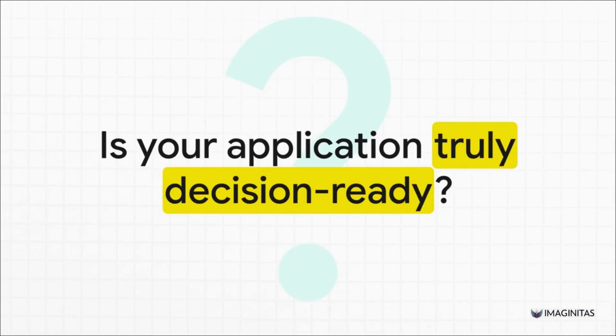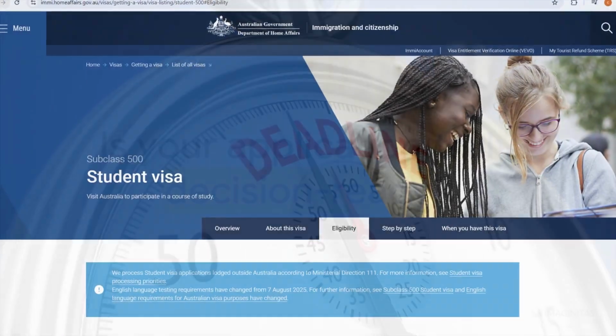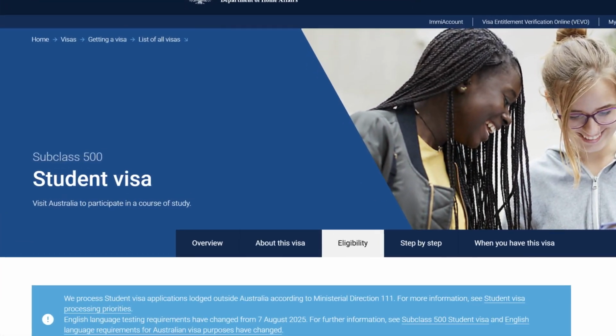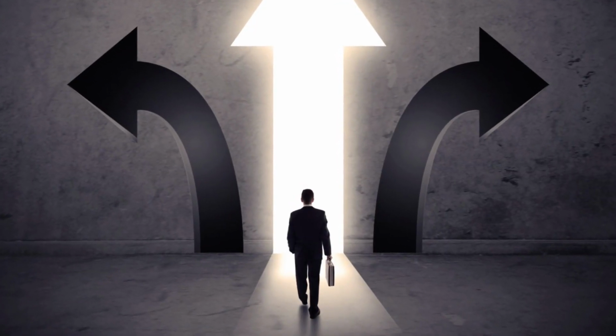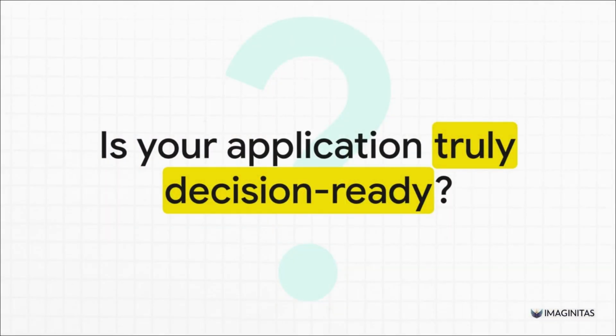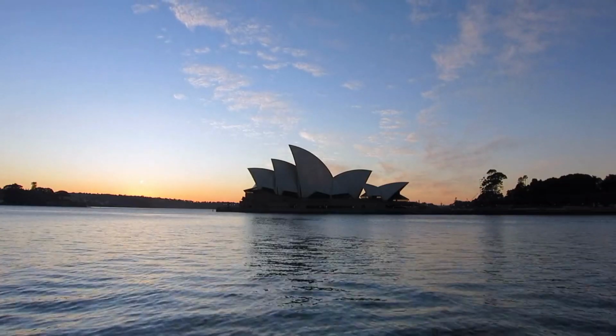So we end up right back where we started. After all of these steps, these rules, and these warnings, I want you to ask yourself this one question. Look at your pile of documents, think about your timing, and double-check all those eligibility rules. Is your application truly decision-ready? Making sure the answer to that is a confident yes is the absolute best thing you can do for your study adventure in Australia.